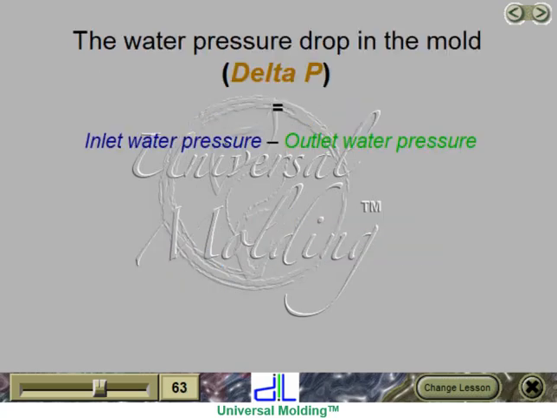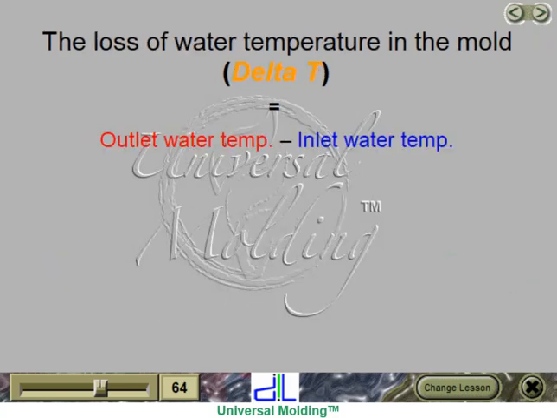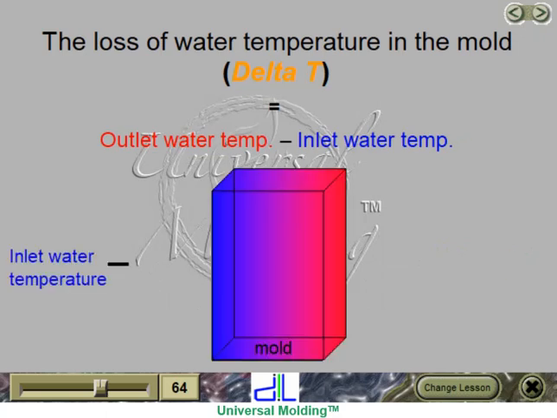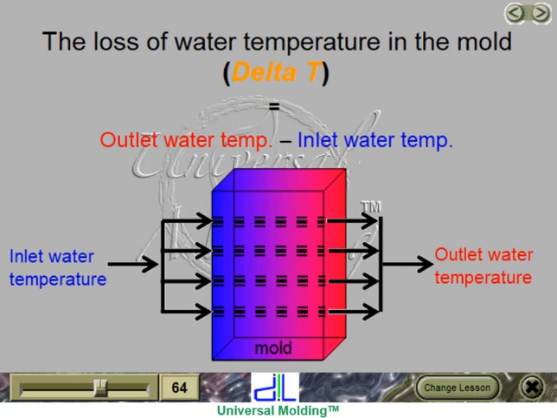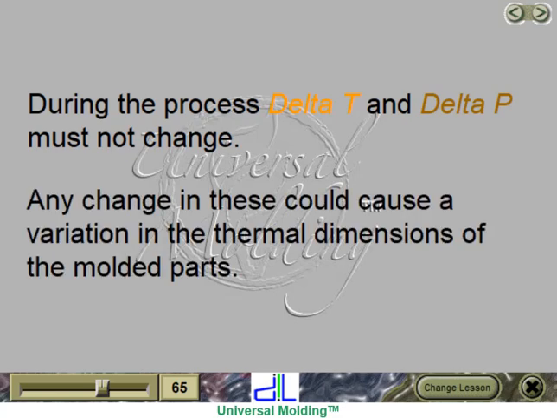The water pressure drop in the mold, delta P, equals inlet water pressure minus outlet water pressure. The loss of water temperature in the mold, delta T, equals outlet water temperature minus inlet water temperature. During the process, delta T and delta P must not change. Any change in these could cause a variation in the thermal dimensions of the molded parts.